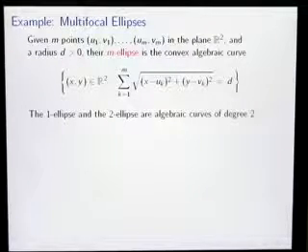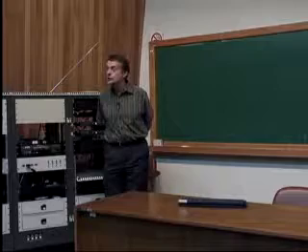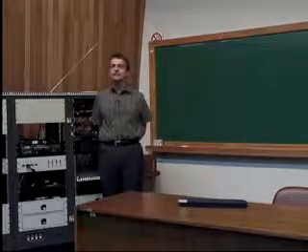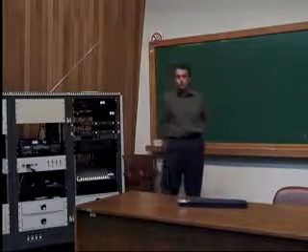So I fix some foci, I look at the sum of the distances to those foci, and I require that it's constant. It turns out that this is a convex algebraic curve. Everybody is familiar with the 1-ellipse and the 2-ellipse. The 1-ellipse with 1 focus is called the circle, and the circle is an algebraic curve of degree 2. The 2-ellipse is the ellipse, right? The classical ellipse has 2 foci, and that's an algebraic curve of degree 2.